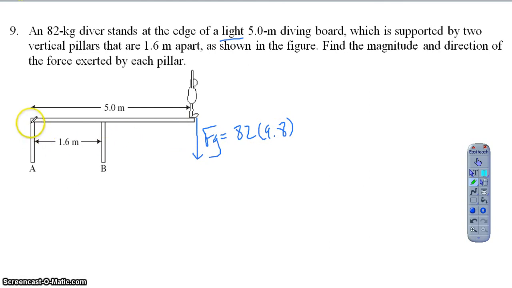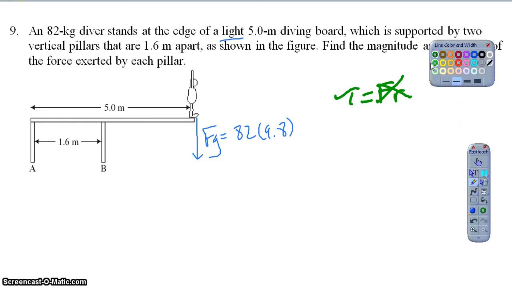Well, if we put the axis of rotation at either one of these pillars, it would eliminate the force at that pillar from the torque. Since torque equals force times distance, if we set the axis of rotation at one of those locations, the radius would be 0, and therefore that torque would be eliminated. So if we want to simplify this problem, we can choose either one of those two locations as the axis. It doesn't matter which one. If I would like to choose this one as my axis of rotation, I absolutely can do that, so I'll go ahead and work with it.